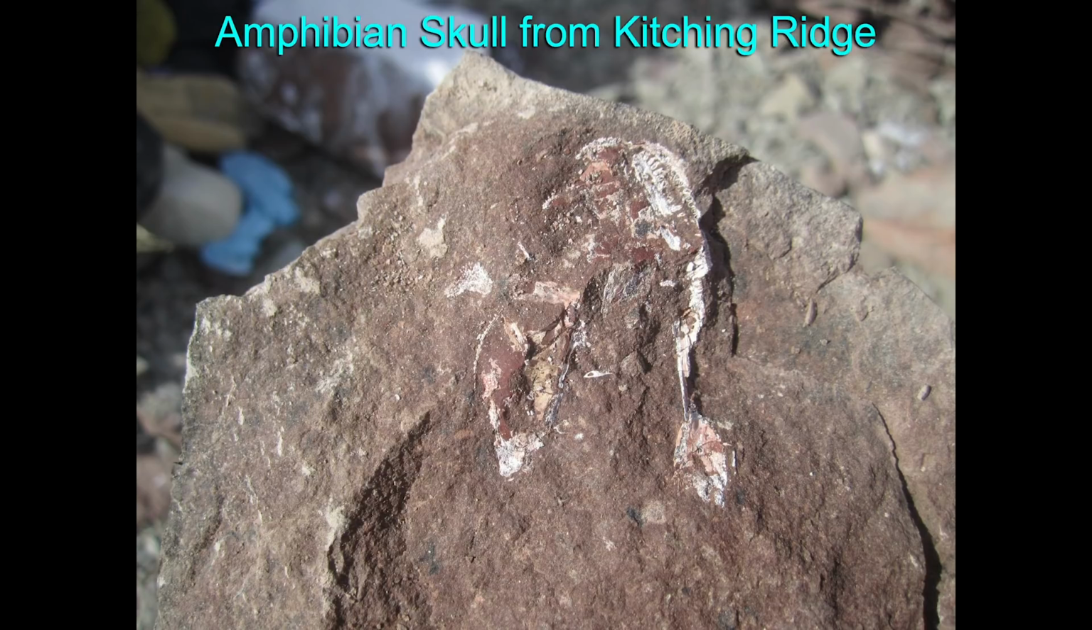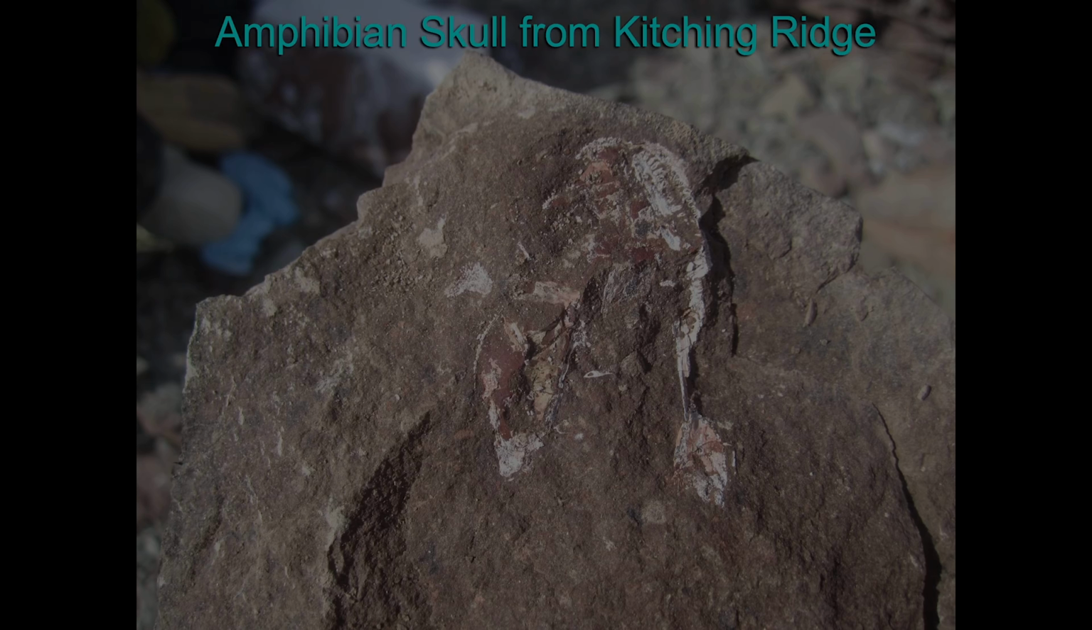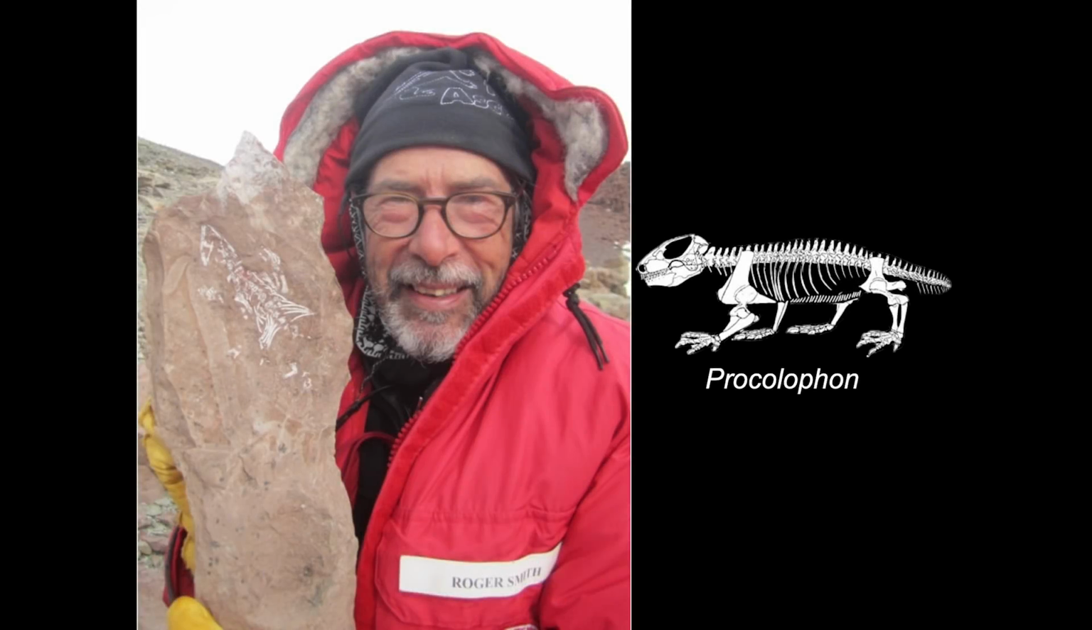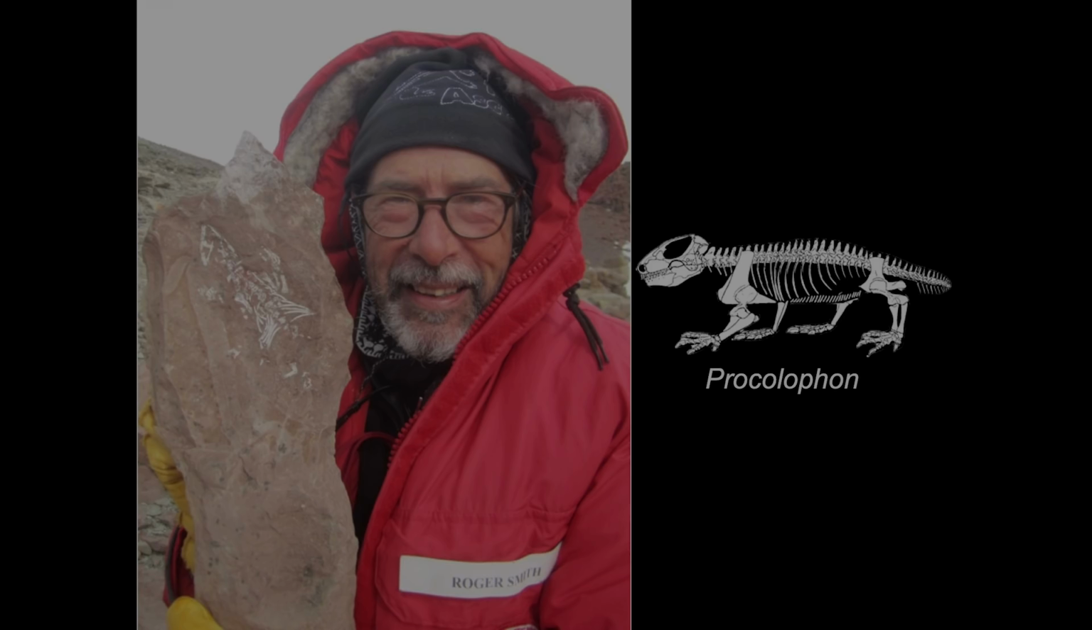This is a great little tiny amphibian skull, and since I'm in the office, I can grab a few things to showcase. My guess is this is not going to show up on the desktop screen as well as it will in the PowerPoint image, but really, really cool stuff. Here's my colleague Roger Smith, with this amazing, nearly complete specimen of Procolophon that he pulled out from this site. So lots of great finds to get excited about.